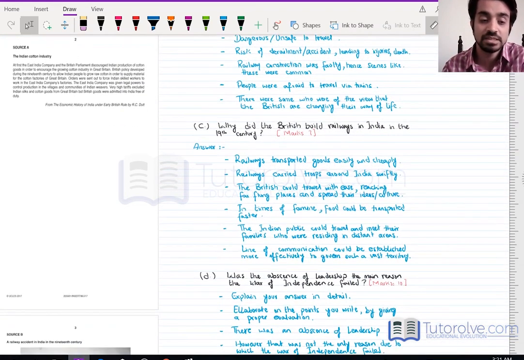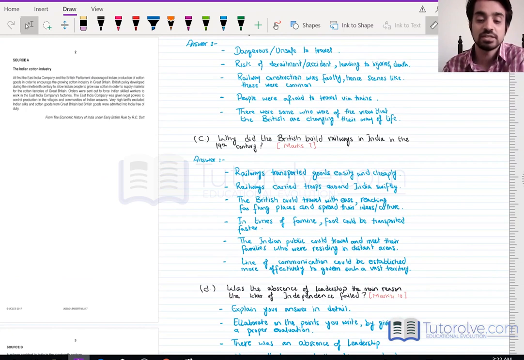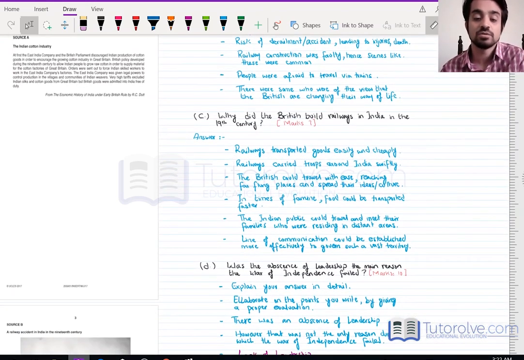Part C. Why did the British build railways in India in the 19th century? So this is another important question that is asked during exams, and the answer to that is the British basically established railways so that they can transport goods easily and cheaply because India was a vast empire and they needed to have good lines of communication from all across the country so that they can transfer goods, carry troops, and make sure that there are no hitches when they're running the government.